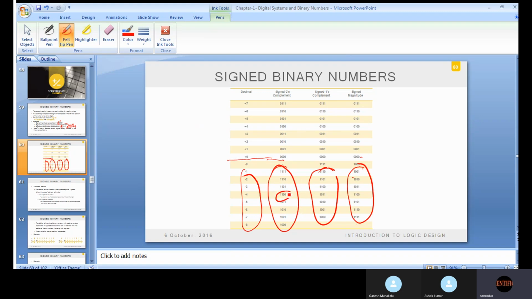Now suppose we are taking 1100. In signed magnitude, 1100 is nothing but -4. In signed two's complement, sorry, it is -4. Okay, it is -4, so in signed two's complement also it is representing -4. But if you go for signed one's complement, it is changing. Okay, 1011, it is changing.